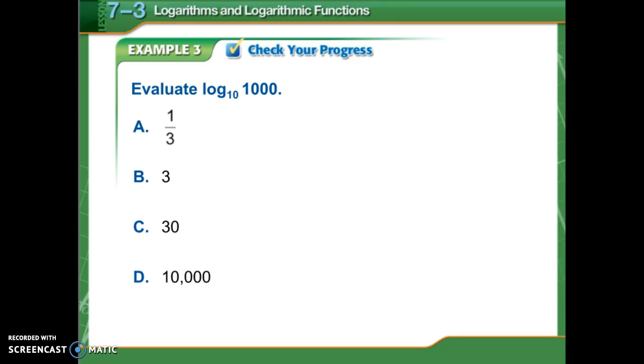Okay, check your progress. Evaluate log base 10 of 1,000. So it's 10 to what power equals 1,000? And we see that 10 to the third power is 1,000, so our choice is B.